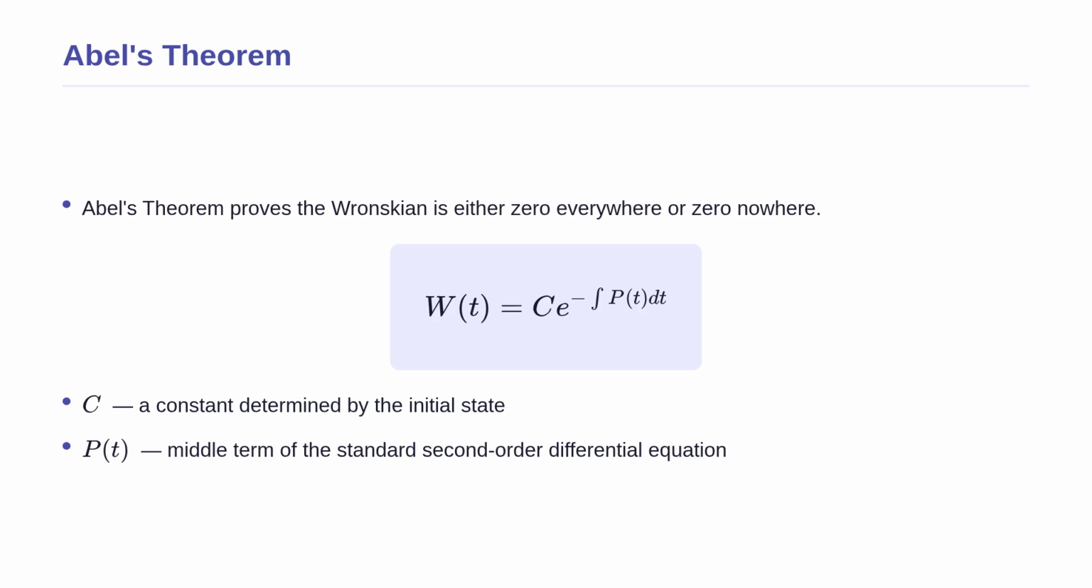Because the mathematical constant e raised to any power can never equal exactly 0, the exponential part of this formula is always strictly positive or strictly negative. Therefore, this theorem proves that the Wronskian is either 0 everywhere or 0 nowhere.